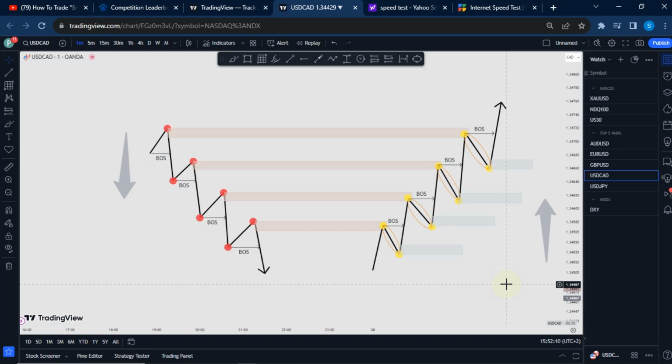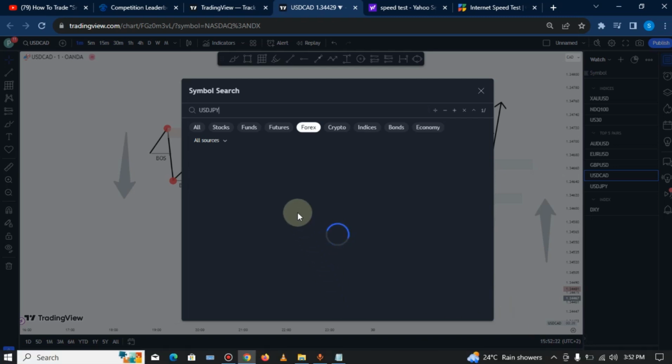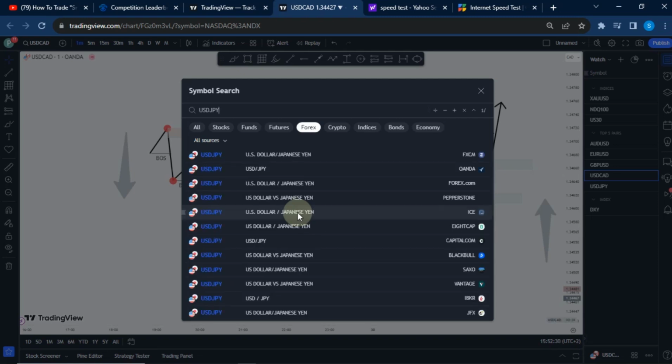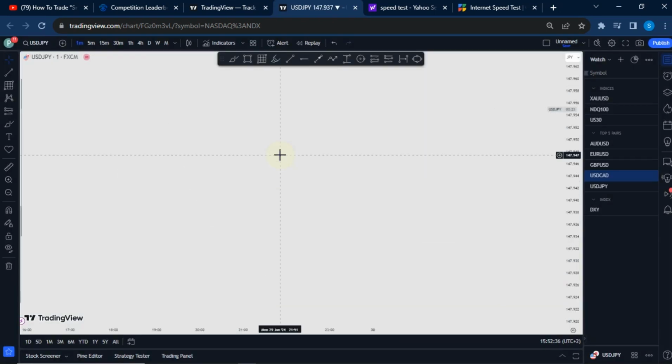So let's do our top-down analysis. We're gonna be looking at USD JPY. Excuse my network, guys, it's a bit slow. We're gonna look at USD JPY.